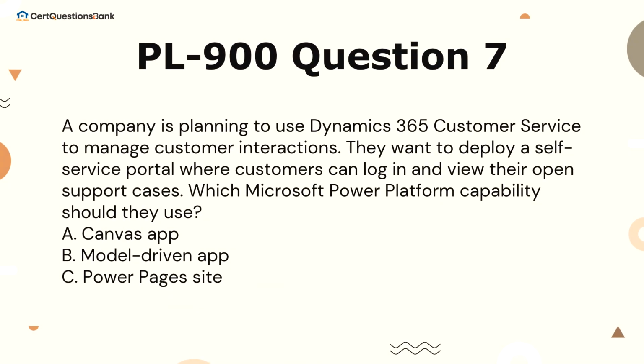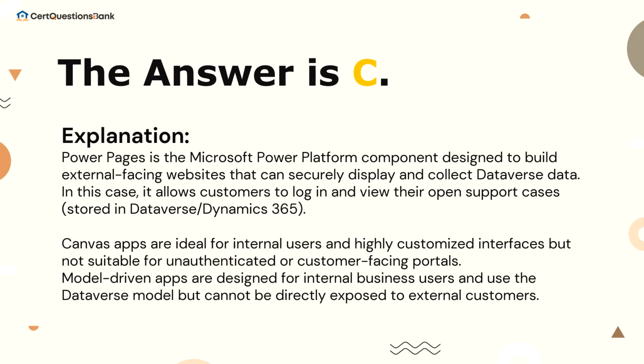A company is planning to use Dynamics 365 Customer Service to manage customer interactions. They want to deploy a self-service portal where customers can log in and view their open support cases. Which Microsoft Power Platform capability should they use? A. Canvas app. B. Model-driven app. C. Power Pages site. The answer is C.